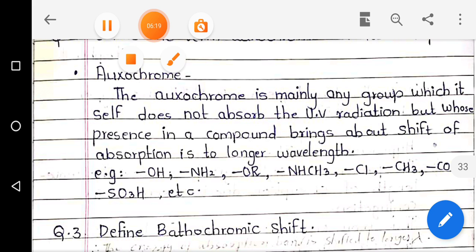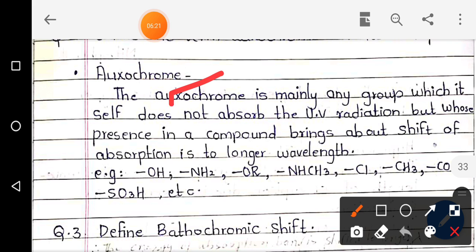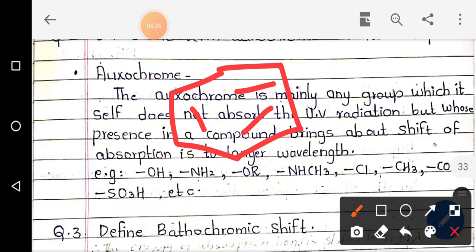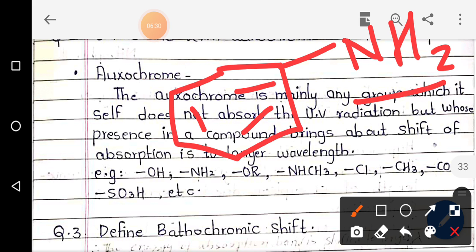In the same way, there is another group that also acts. On another benzene ring, an NH2 group is attached. The NH2 group is the oxochrome, and NO2 is the chromophore.